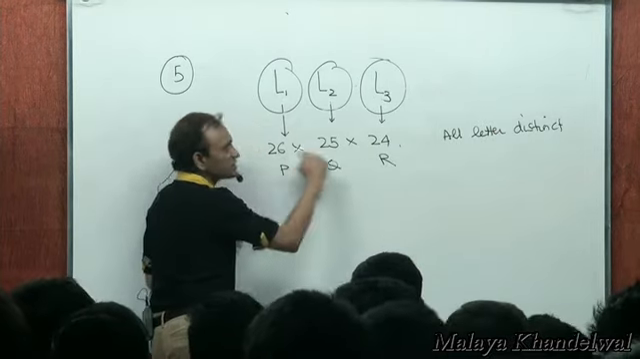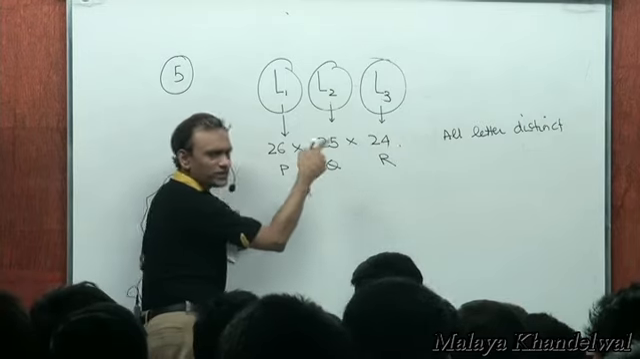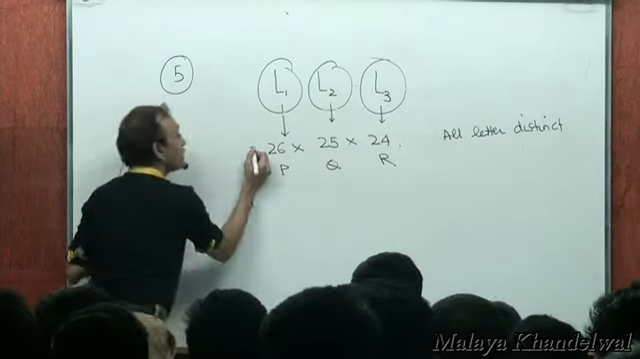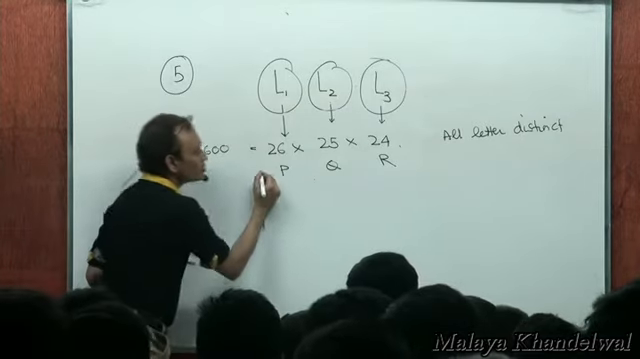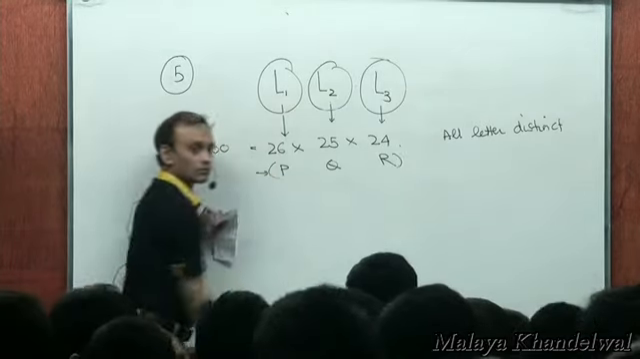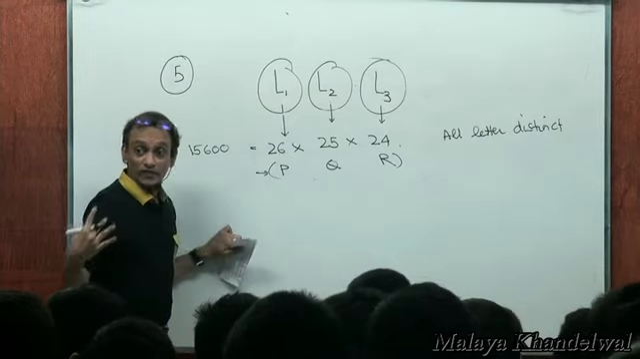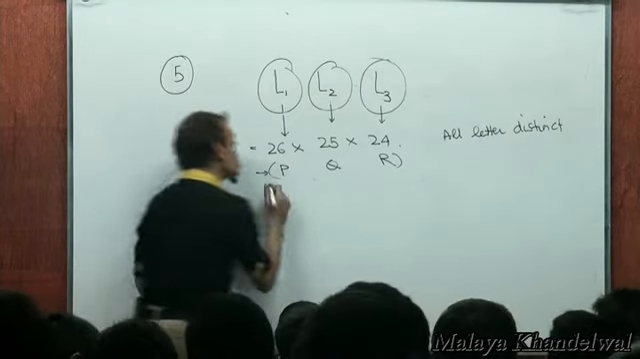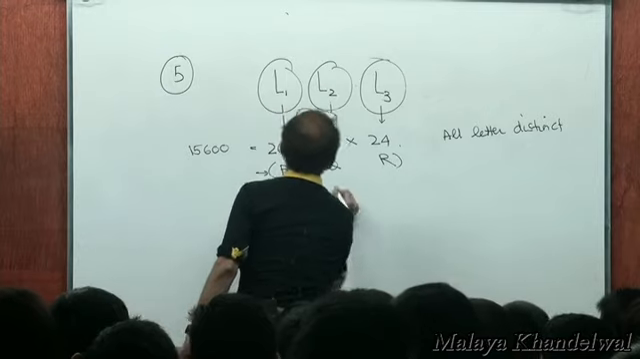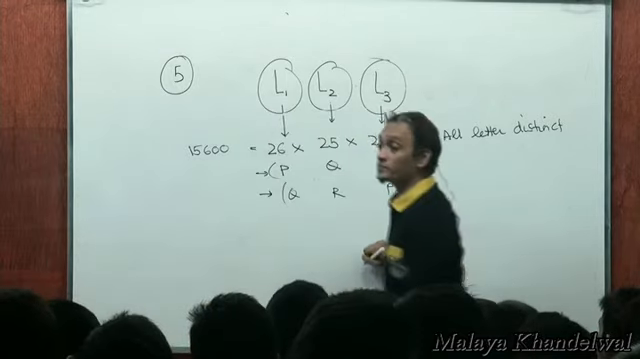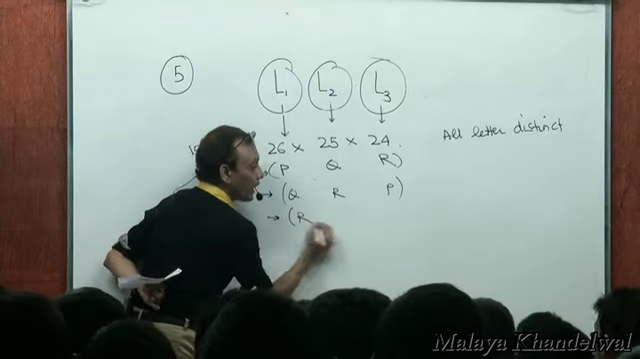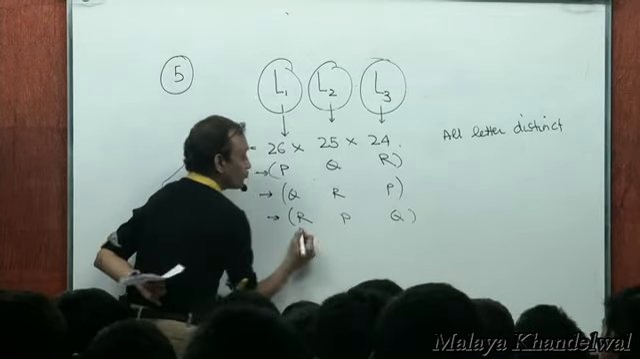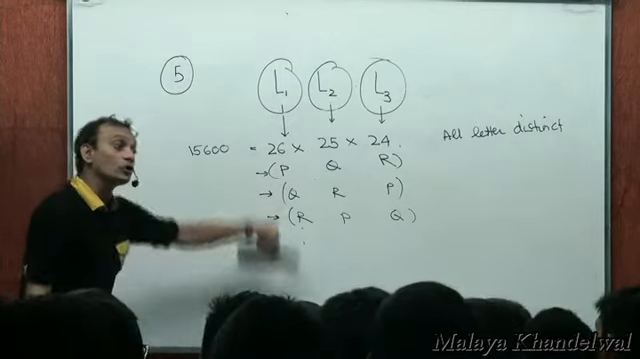If a word is in this count, you know how many, this 15,600 you said, right? So in 15,600 such words, suppose one word is PQR. Then you will also expect a word QRP to come. You would also expect a word RPQ to come, and so on and so forth. You would expect all these words to come.